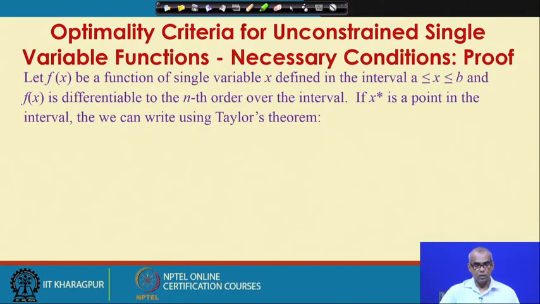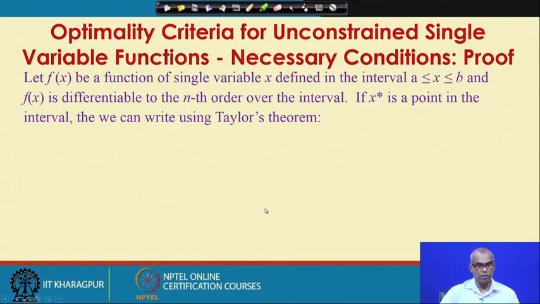Now, let us give a simple proof of these conditions. Let f(x) be a function of single variable x defined in the interval x greater or equal to a and less or equal to b. So, that means we are talking about a single variable function f(x) which is defined over the interval a to b. f(x) is differentiable to the nth order over the interval.